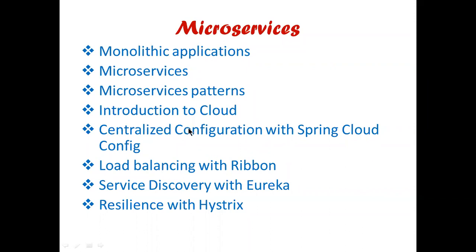In the introduction to cloud, I'll also talk about the meaning of cloud enabled applications and cloud native applications. And in the process of making our microservices cloud native microservices, I will tell you the importance of the Netflix components. These are all Netflix components only. Load balancing with Ribbon. This is a client-side load balancing component called Ribbon. I'll tell you what server-side load balancing is, what client-side load balancing is, and why we prefer client-side load balancing in microservices.